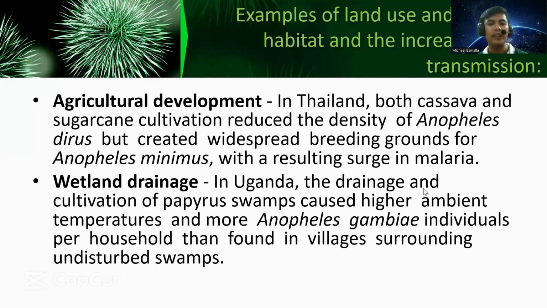Wetland drainage. In Uganda, the drainage and cultivation of papyrus swamps cause higher ambient temperature and more Anopheles gambiae individuals per household than found in villages surrounding undisturbed swamps. So aside from the swamps, the temperature also increased, which is a very good environment, or good condition, for these Anopheles gambiae to increase in population.